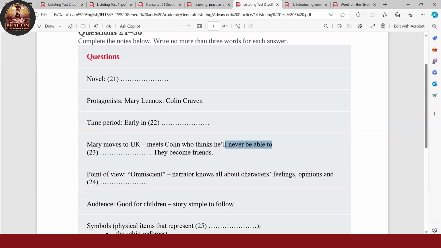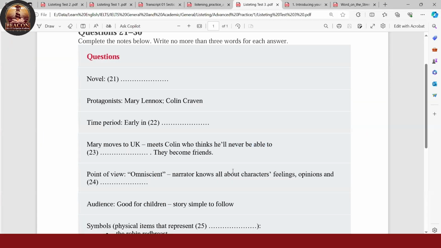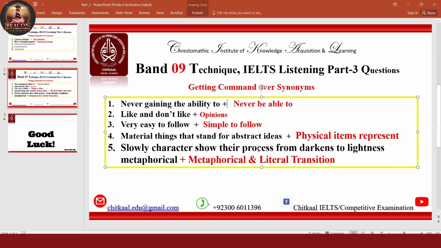Got it? Yes, sir. So this is how we have to get command over synonyms. For example, they may ask different things. For example, in the audio, he said like and don't like, what they like and what they don't like. Here you see, narrator knows all about characters, their feelings and opinions. In question, he is using the word opinion, but in audio, the phrase used by the speaker was like and don't like. So like and don't like means the same as opinion. Never gaining ability to means the same as never be able to.